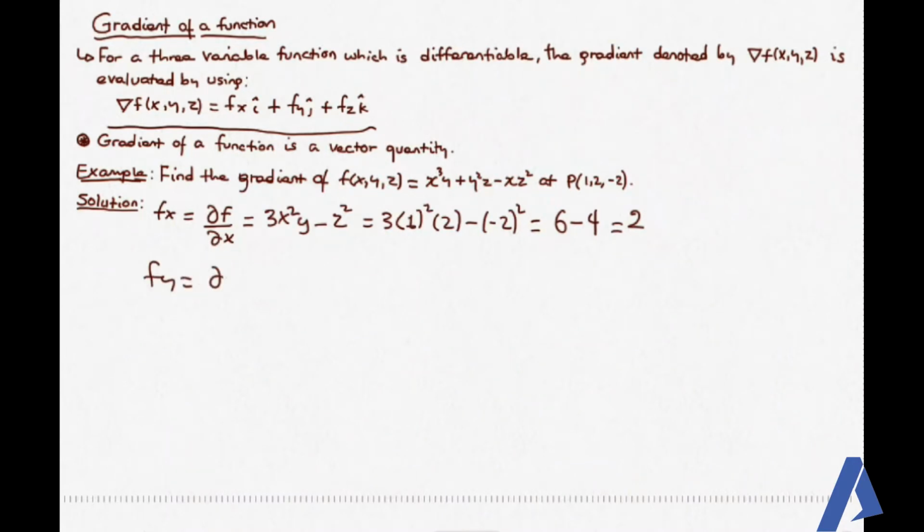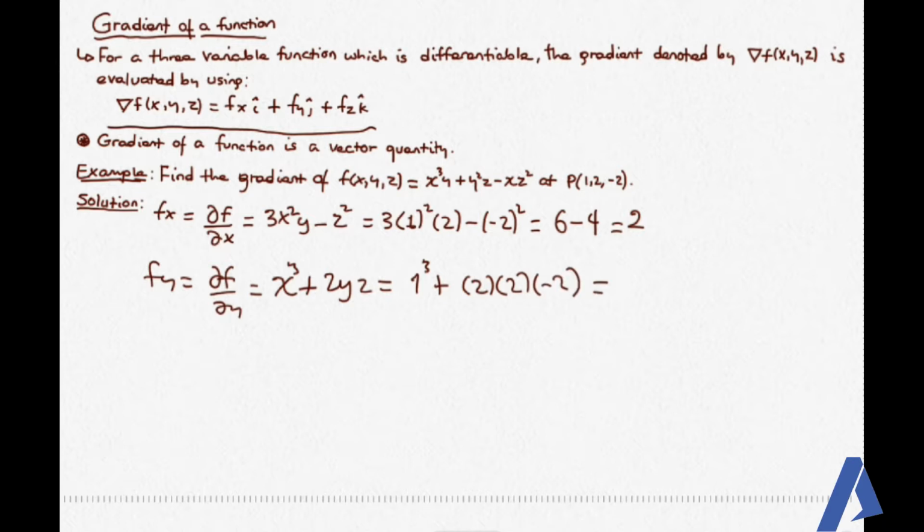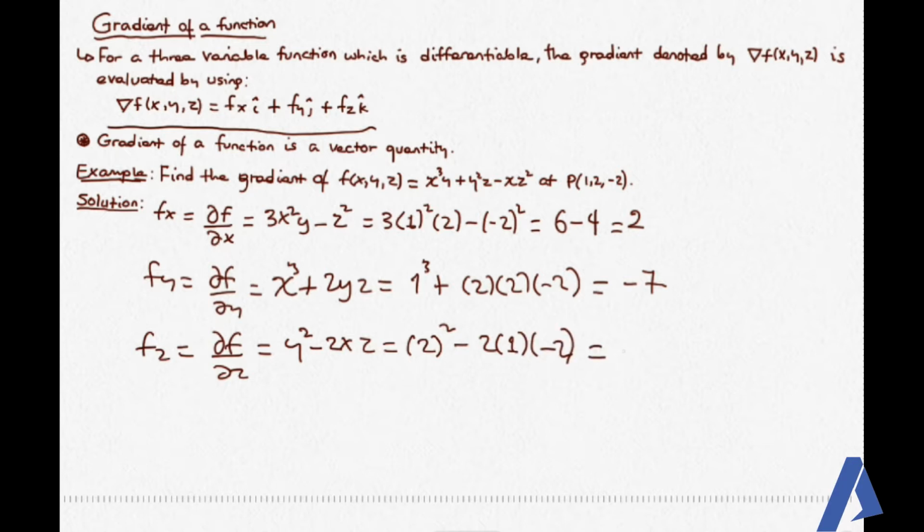fy ደግሞ it's del f by del y which is equal to x cubed plus 2yz. This is at the point 1 to the power of 3 plus 2 times 2 times minus 2 and evaluate ስናደርገው it's equal to minus 7. fz ደግሞ with respect to z differentiate ስናደርገው ኤክስፕሬሽናችን y square minus 2xz ይመጣል። this is equal to 2 square minus 2 times 1 times minus 2. this is equal to 8.